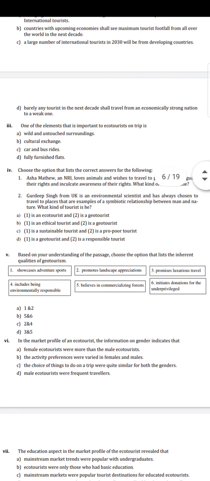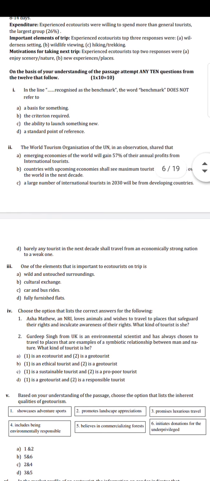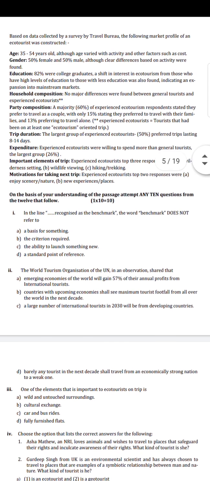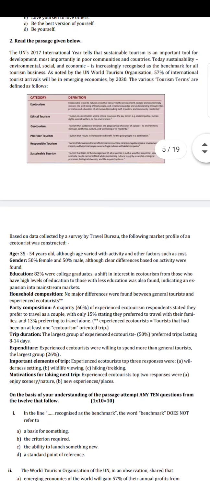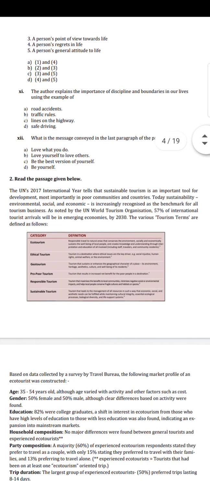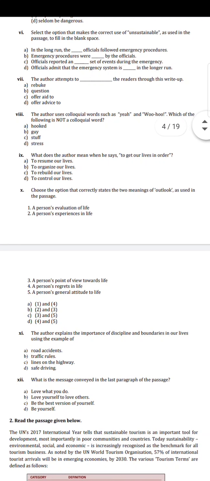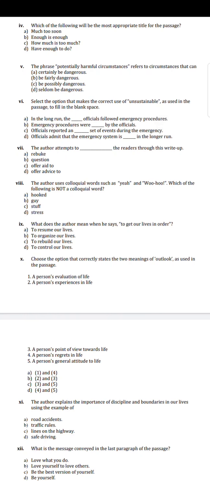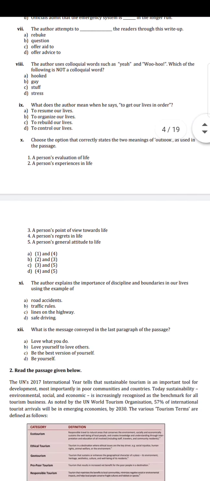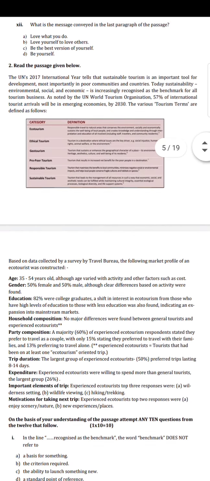1 mark each. Students, don't think that because you are given options, it will be easy for you to attempt. No, you need to practice reading comprehensions a lot. Only then will it be easy for you to attempt such questions, because once you are in the practice of reading and doing this, you will find no difficulty during your exam as well.